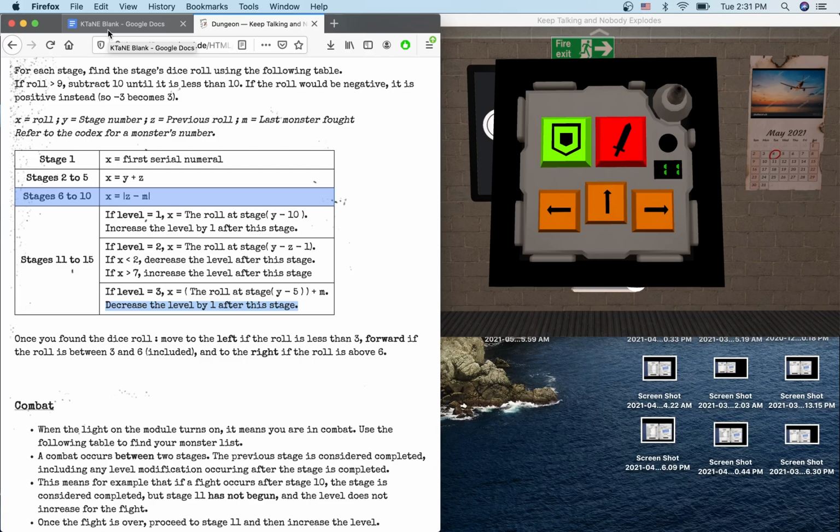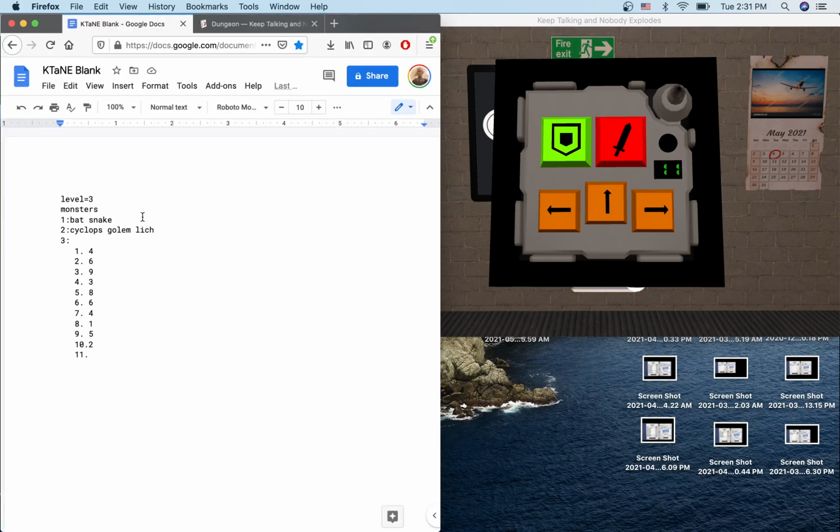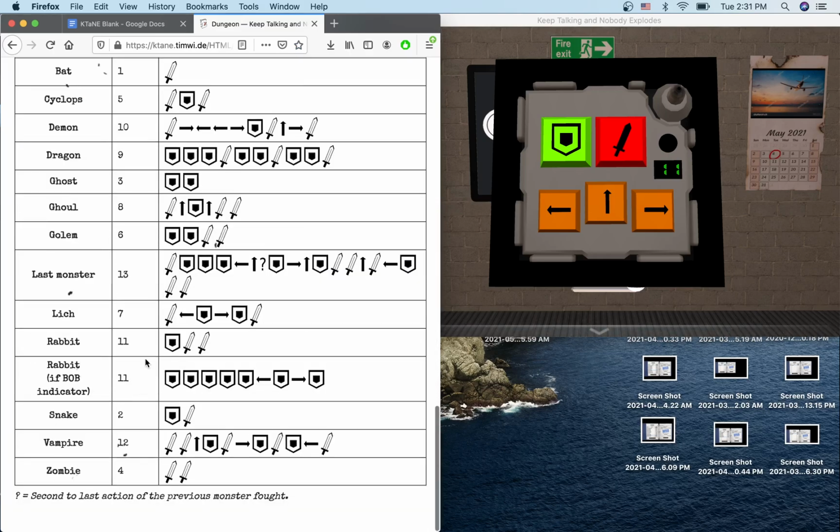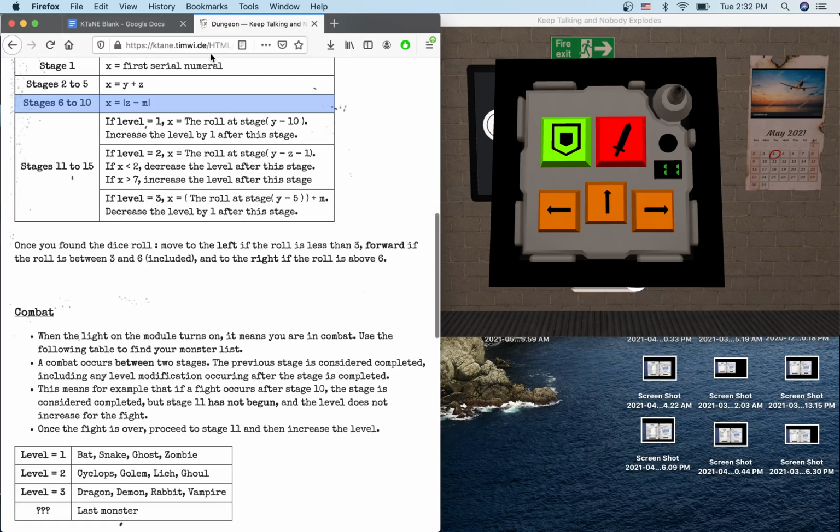That's important to remember. So the roll at stage y minus 5. So y, if you check up here, is a stage number. So 11 minus 5 is 6. So the roll at stage 6 plus m, where m is the last monster fought. Last monster fought is a Lich. So that is going to be 7 plus the roll at stage 6.